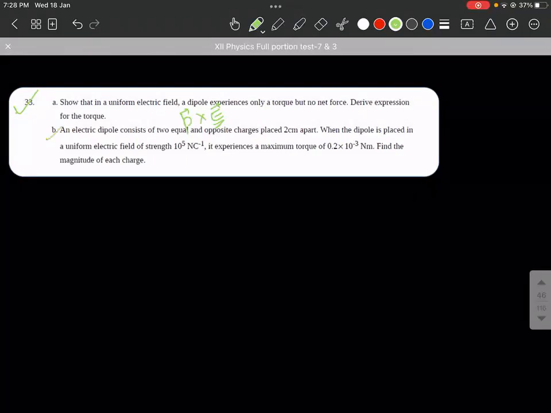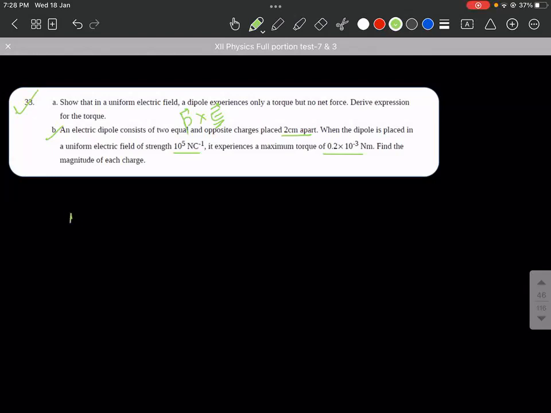An electric dipole consists of two equal and opposite charges placed 2 centimeters apart. When the dipole is placed in a uniform electric field of strength 10 power 5 Newton per coulomb, it experiences a maximum torque of 0.2 into 10 power minus 3 Newton meter. Find the magnitude of the charge. So how to solve this?